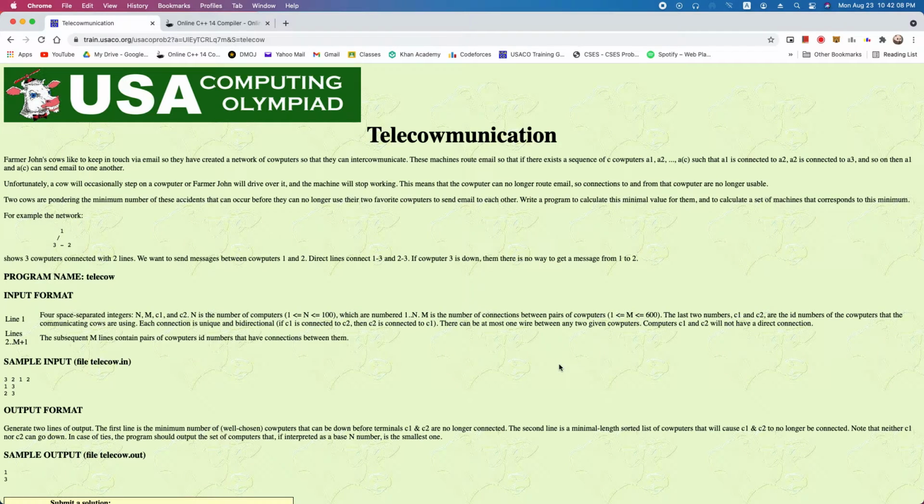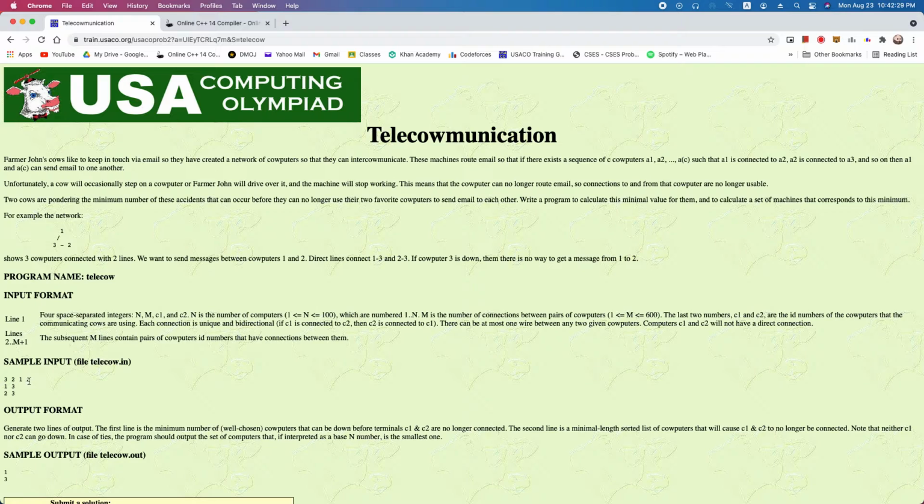In this video, we will be taking a look at the problem Telecommunication. In this problem, we're basically given a graph and we are asked to find the minimum number of nodes that we need to remove so that C1 and C2 become disconnected. So here we can think of this as a minimum cut problem.